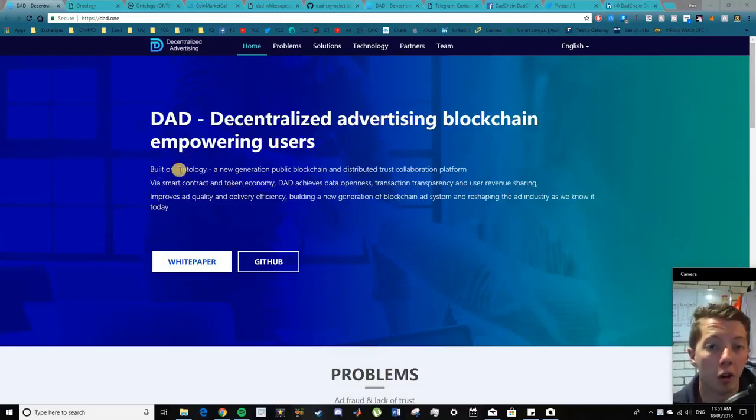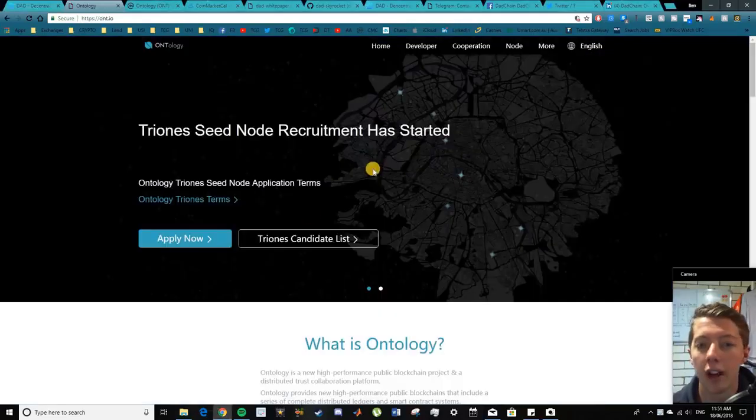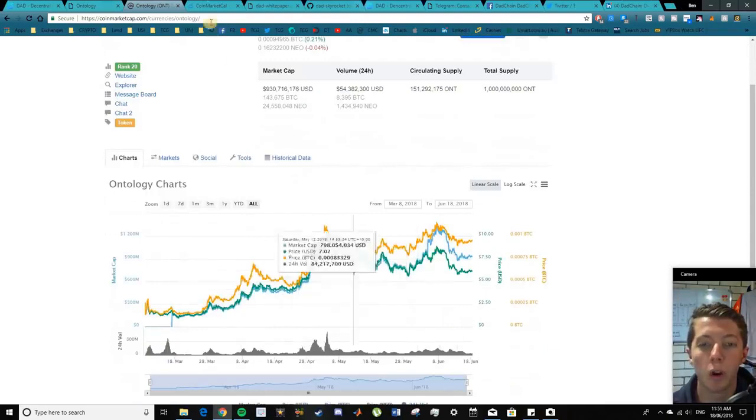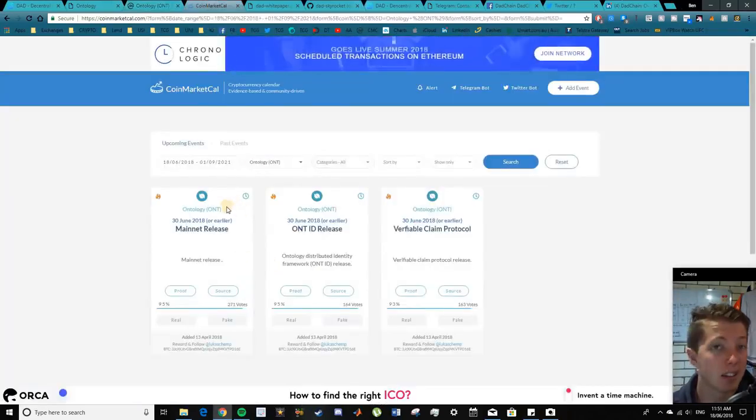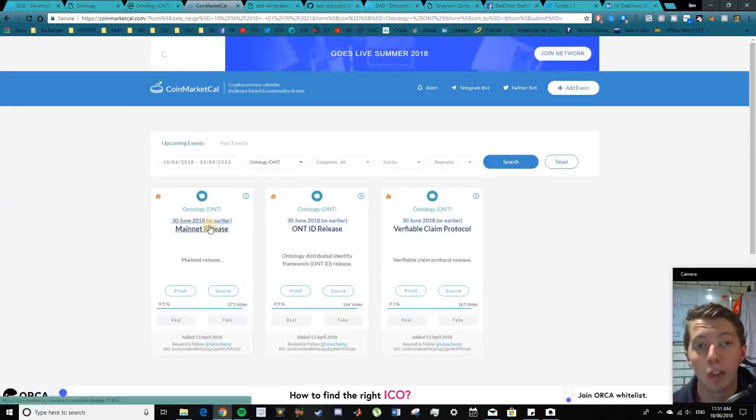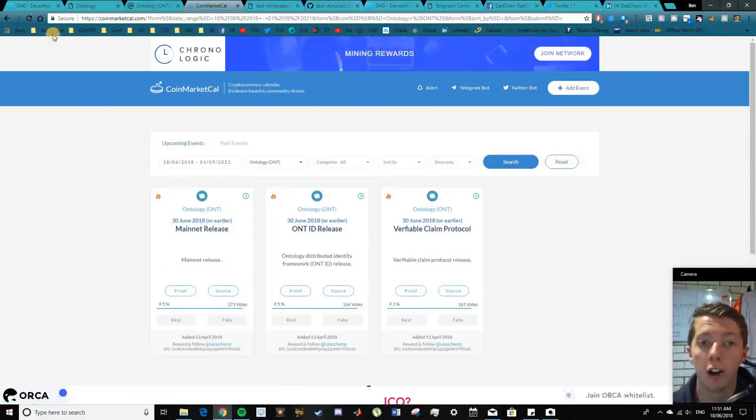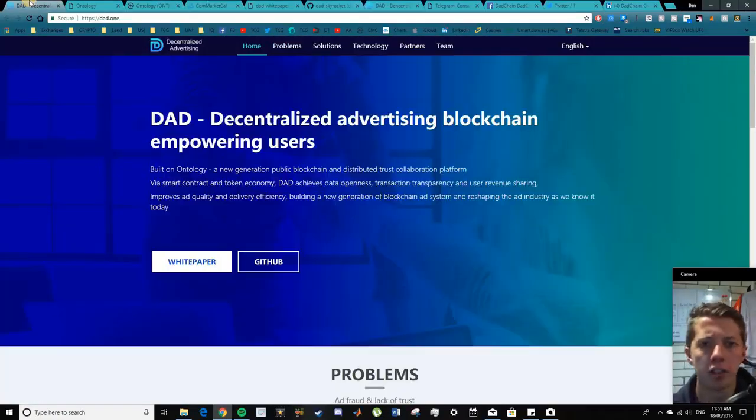it's built on Ontology. Now, Ontology is a new generation public blockchain with a distributed trust collaboration platform. So if you aren't aware of Ontology, you're welcome to go and check that out. It's been doing quite well, and it actually has its mainnet release later this month on 30th of June. So I'm looking forward to that. Ontology is a great project, and having this one built on top of it should give it some good boost and help it get into this market.